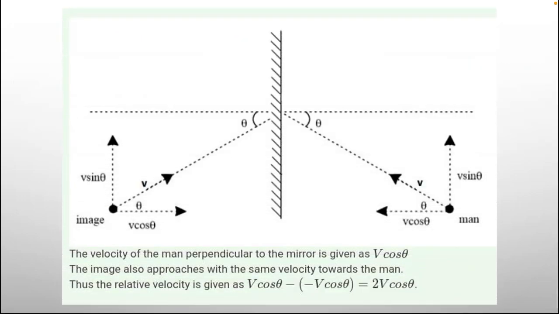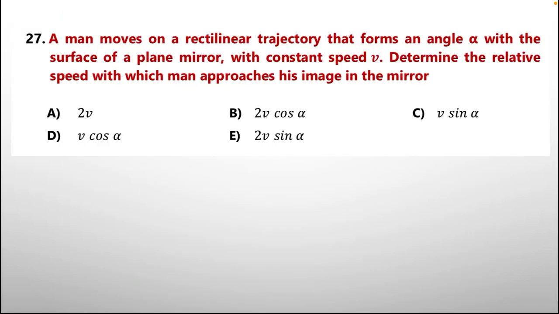Moreover, the velocity of the man perpendicular to the mirror is given as v cos theta. These are the components of the velocity. The image also approaches with the same velocity towards the man, thus the relative velocity is given as v cos theta minus (minus v cos theta), and the answer we get is 2v cos theta. According to that, the correct option is option B, 2v cos alpha.